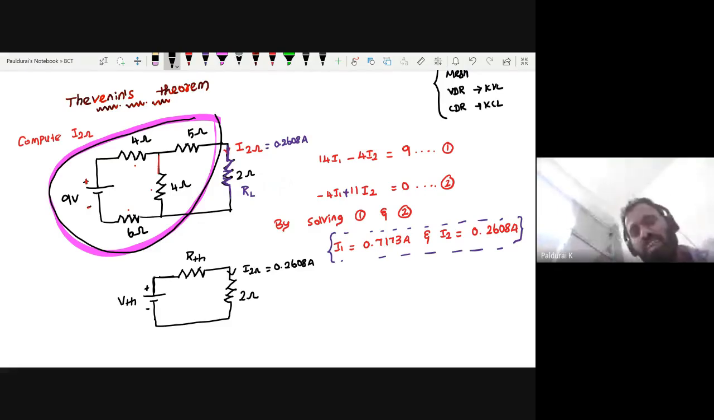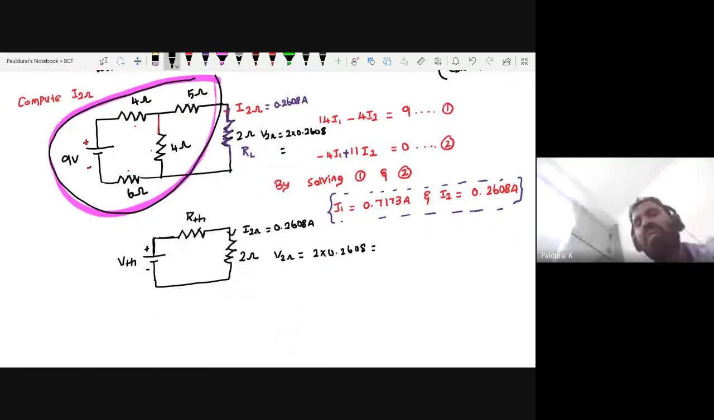What is the voltage across this 2 ohm here? It is 2 times 0.2608, that will give you some value. Here also you will get the same: 2 times 0.2608. So not only the current, the voltage also never changes. You get the same voltage. So now see the beauty. But now, what is the value of VTH and what is the value of RTH?